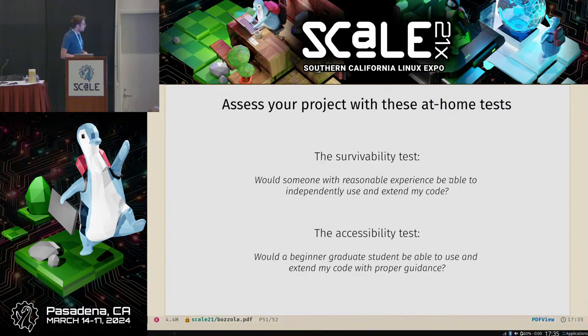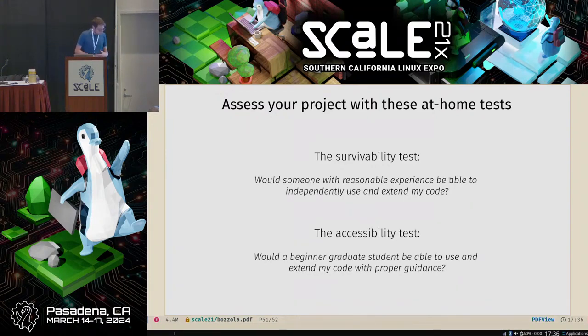And finally, we have the accessibility test. Would a beginner grad student be able to use and extend my code with guidance? Here I'm thinking about how hard my code is. Do I provide entry points for people who are not super experienced to be able to do something with it? This is not about the long-term survivability of the project. This is about the entry barriers. Where would anyone go if they wanted to use my code? What would they do? Is there something in place for them, or does someone have to tell them how it works?